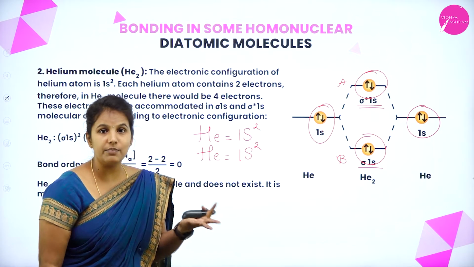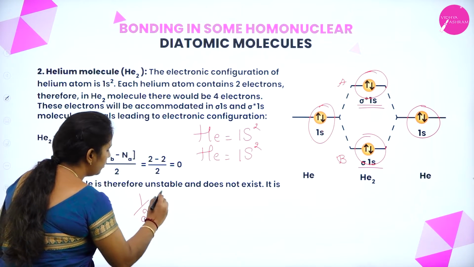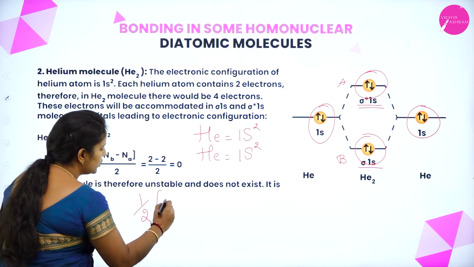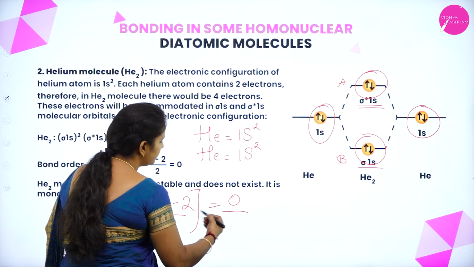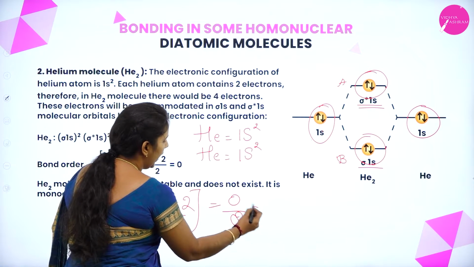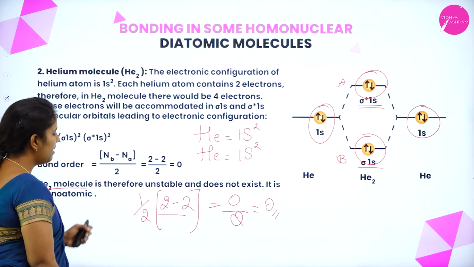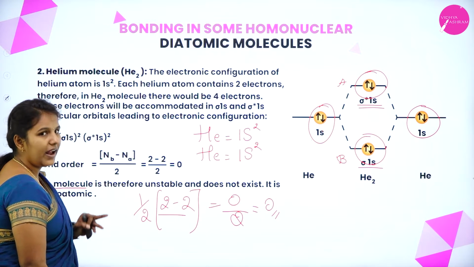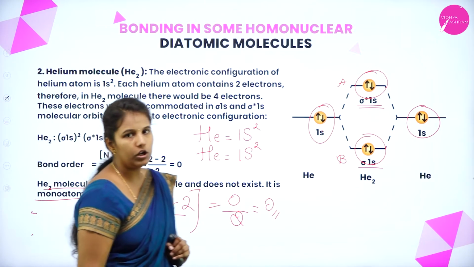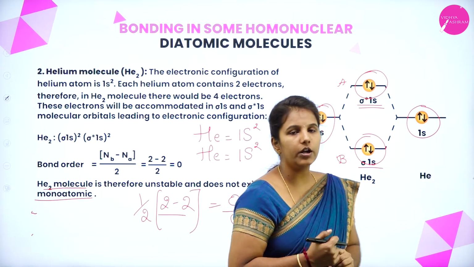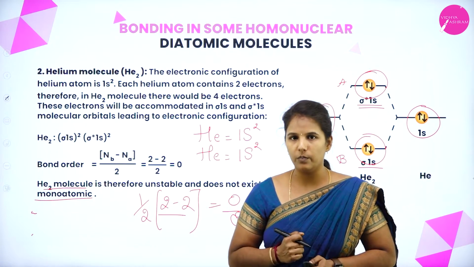And how do we calculate the bond order now? Bond order is half into Nb minus Na. So it is 2 minus 2, which is 0 by 2. Zero divided by 2 is nothing but 0. The helium molecule is unstable and does not exist. It is a monoatomic molecule and does not exist in dimeric form. Okay.